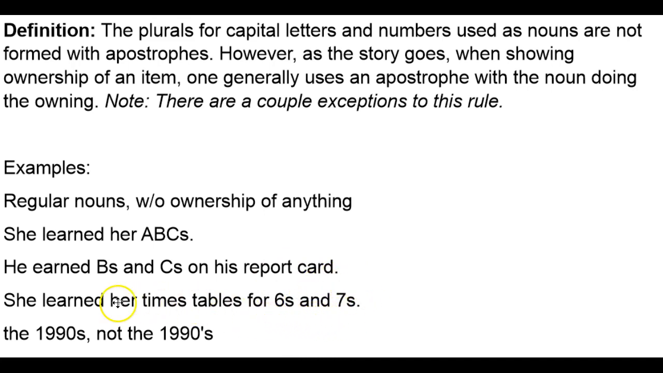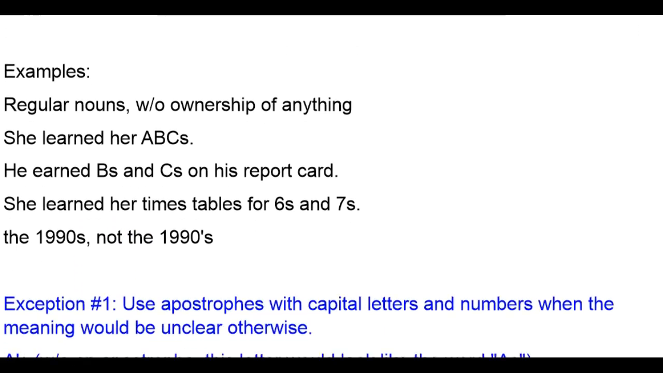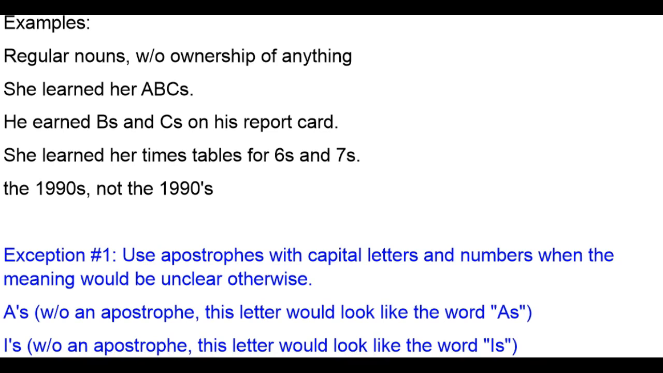Okay. Here's where it starts to get funky. So again, we have the 1990s, and that's a number used as a noun. But when I write the '90s, I'm taking out the 19, okay? So that means it kind of works like a contraction. I have to add the apostrophe.